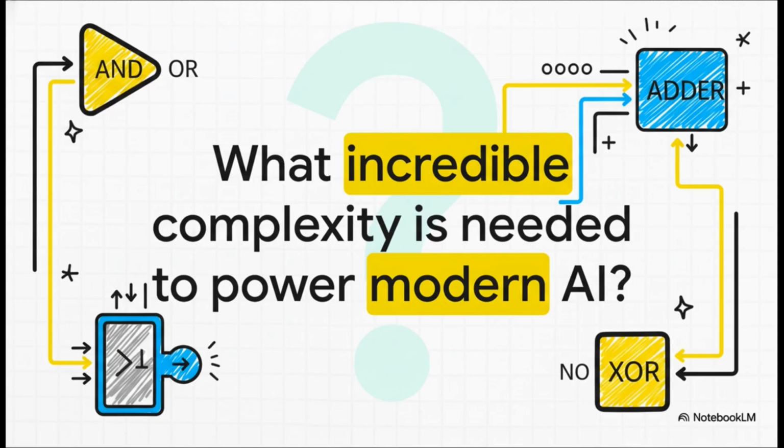And it leaves us with one last question to chew on. If this is the kind of logic it takes just to add 2 numbers, what incredible level of complexity is required to render a photorealistic scene in a video game? Or to power the AI that's changing our world?